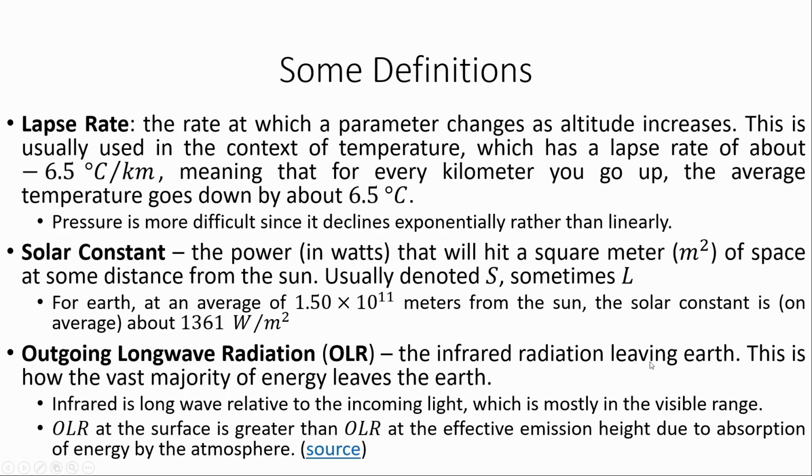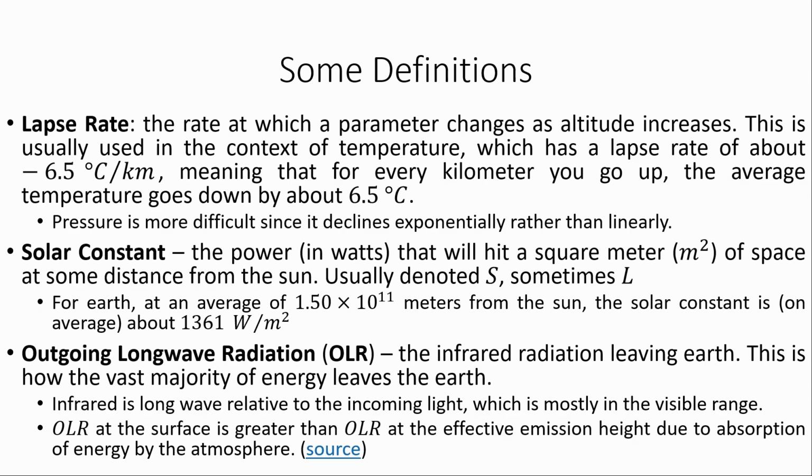This other important definition here is what's called the OLR, or outgoing long wave radiation. So the infrared radiation leaving Earth is called OLR. This is how the vast majority of energy leaves Earth. That's because out in space, where there's only vacuum, there is no conduction or convection of energy. So only by re-radiating it do we actually lose that energy.